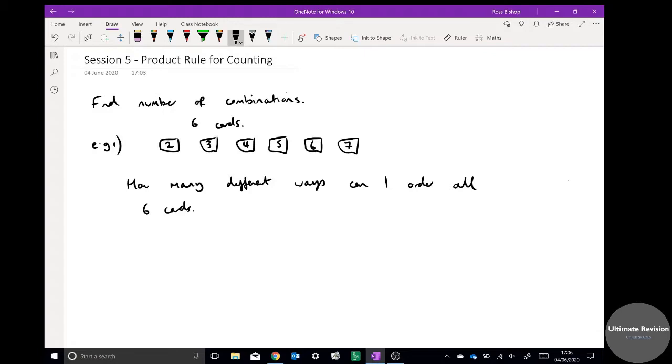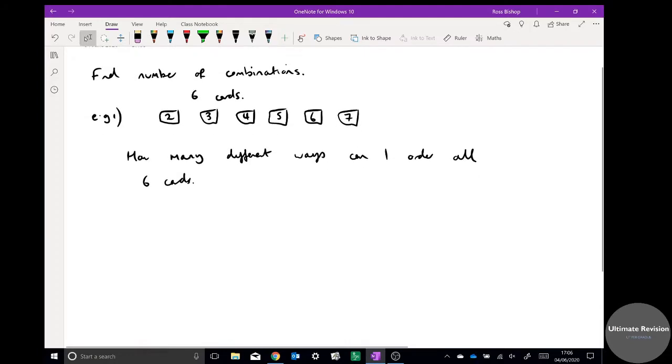That is one way. Another way could be 3, 2, 4, 5, 6, 7. And you can probably imagine there's going to be quite a lot of ways. I could list them all if I wanted to, but that's going to take me a long time and I'm likely to miss one out. So there must be a more systematic way of doing this, and there is. Maybe just pause the video and have a think about how you might do this.